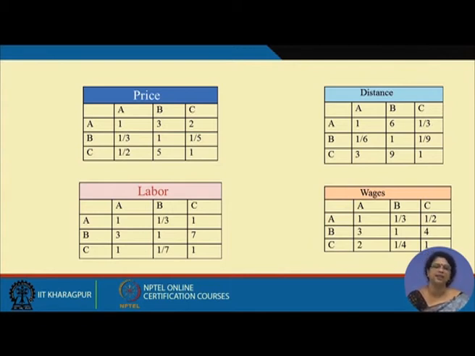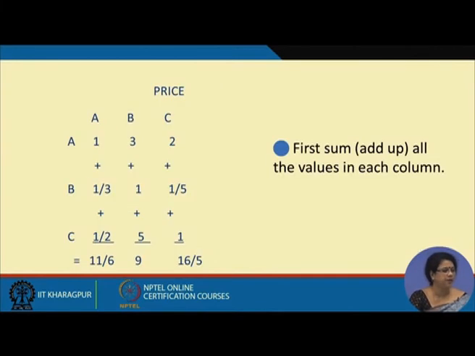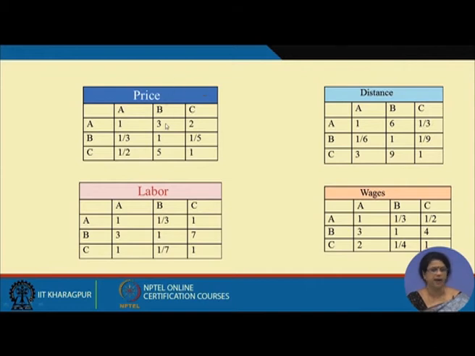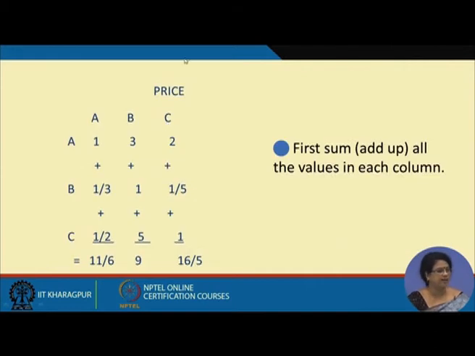Priority vector is nothing but making the ranking, ordinal ranking, or rather cardinal ranking, for the 3 locations A, B, C with respect to this information. Now, you see what we have to do for that. For price, let me take the first table, price. We have the table 1, 3, 2, 1 by 3, 1, 1 by 5, half, 5, 1.